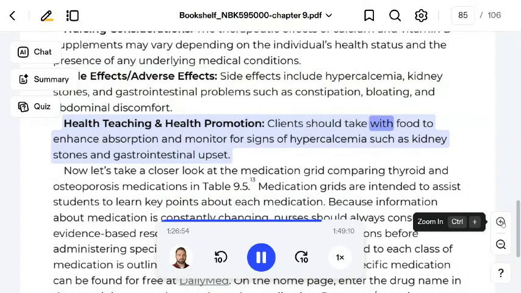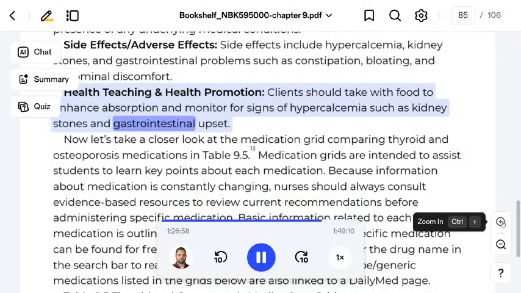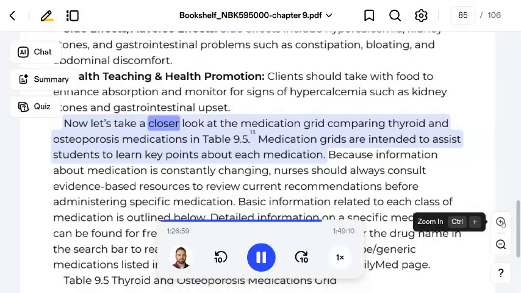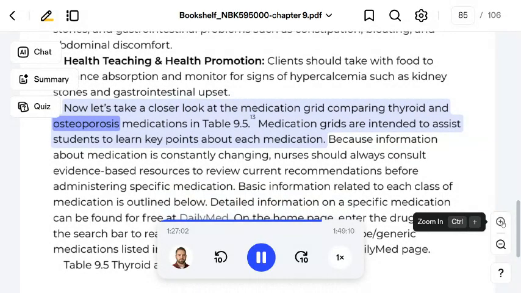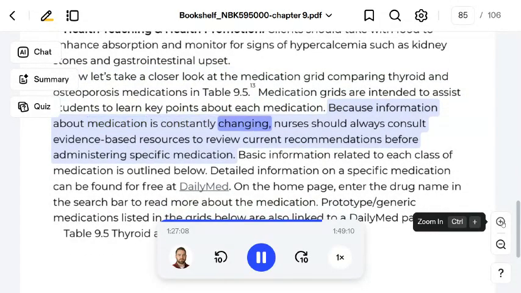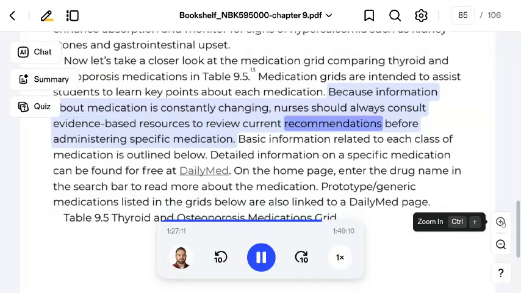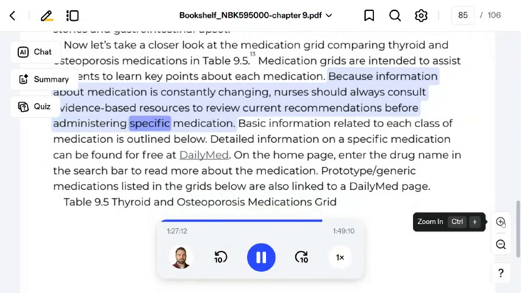Clients should take with food to enhance absorption and monitor for signs of hypercalcemia, such as kidney stones and gastrointestinal upset. Now let's take a closer look at the medication grid comparing thyroid and osteoporosis medications in Table 9.5. Medication grids are intended to assist students to learn key points about each medication. Because information about medication is constantly changing, nurses should always consult evidence-based resources to review current recommendations before administering specific medication.